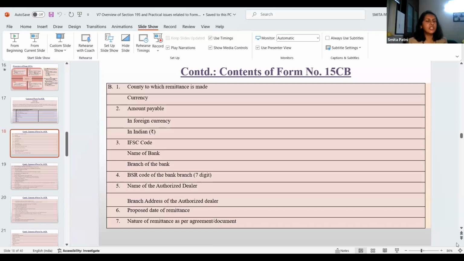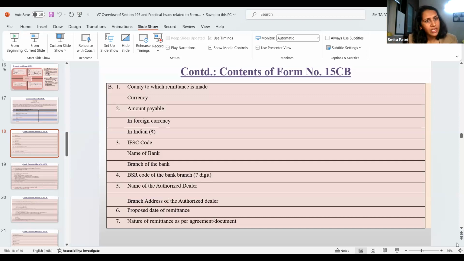Proposed date of remittance is the date on which we are going to make the payment. Generally, for example, if the 15CB has been issued today, we can give the proposed date of remittance as today. But if we know that the payment will go after 5 days, we can write the date of remittance as after 5 days, but then the payment cannot go before that. The proposed date is the date on or after which the remittance will go, but not before that date. So we can ask the remitter or the payer or the payee what is the proposed date of remittance, or on which date you are going to make the payment, and write that date.